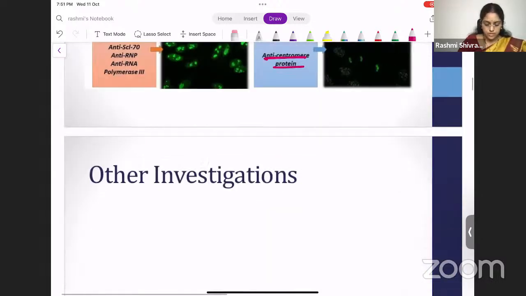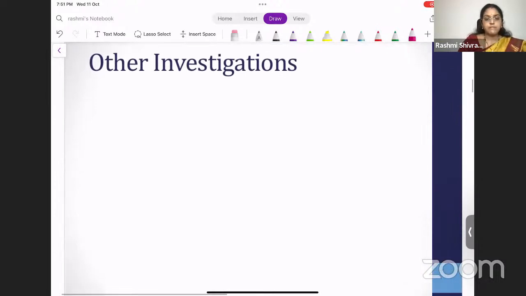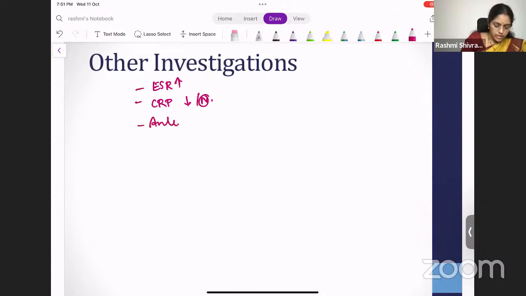Okay? Yes. So what are the other investigations you must remember in these patients? Like all chronic inflammatory diseases, the ESR will be elevated, right? Next, the CRP will either be decreased or normal. It will not usually be very high like we expect it to be. Then we have already seen the antibodies. All the antibodies, including ANA, anti-neuronal antibodies, all these are very, very important.